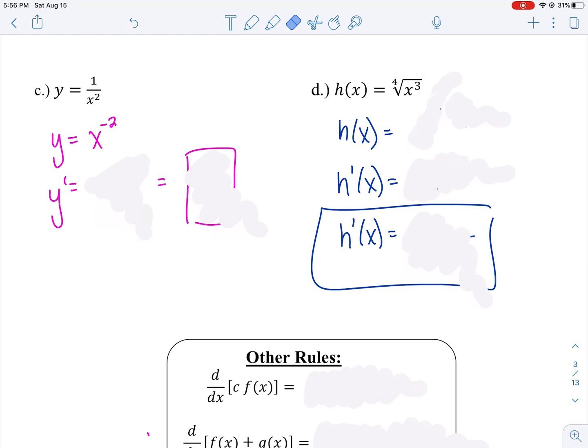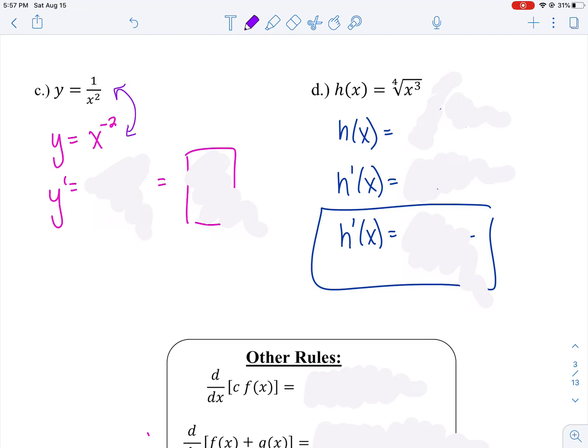Instead of having the x squared down in the denominator, can I bring that up to the numerator and make it a negative 2 exponent? If it was x to the negative 2 and I wanted to make it positive, wouldn't I bring it down to the denominator and write it as 1 over x squared? So we can use that negative exponent rule to go back and forth and change our original problem into a power rule situation, where we now have the equation y equals x to the negative 2.